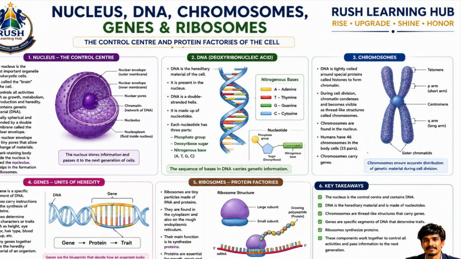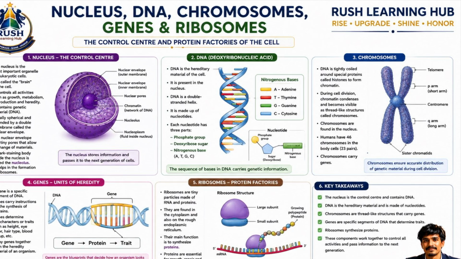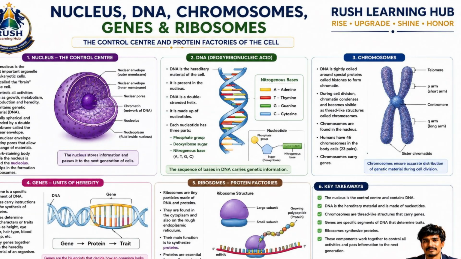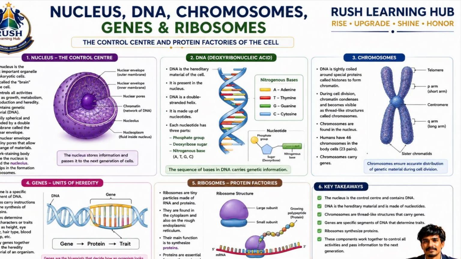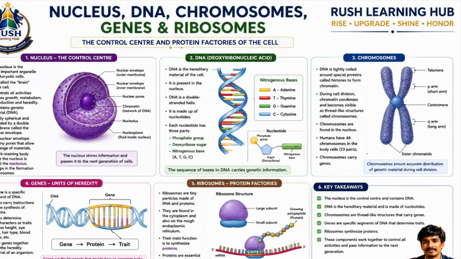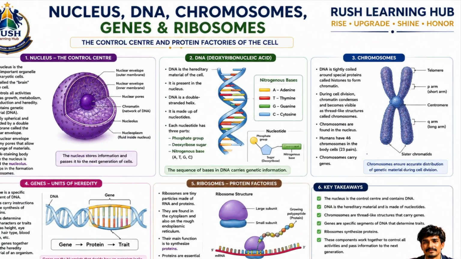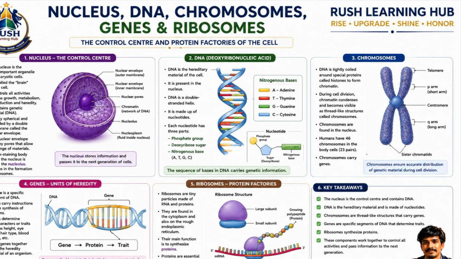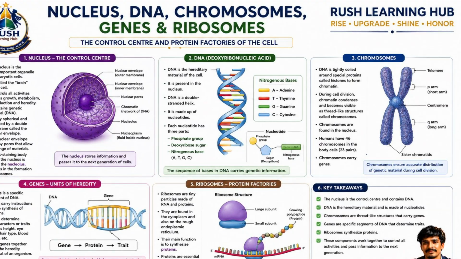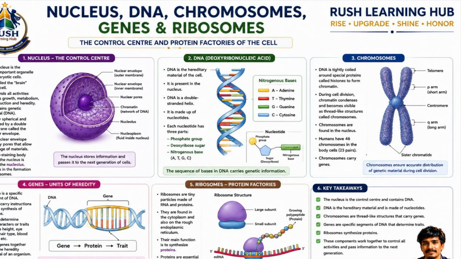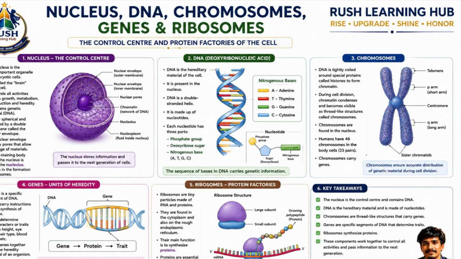Chromosomes carry genes. Genes are the units of heredity and determine various characteristics of organisms. Ribosomes are the sites of protein synthesis and are often called the protein factories of the cell. Remember this simple sequence. DNA, genes, chromosomes, hereditary characters. This relationship is very important and frequently appears in examinations.